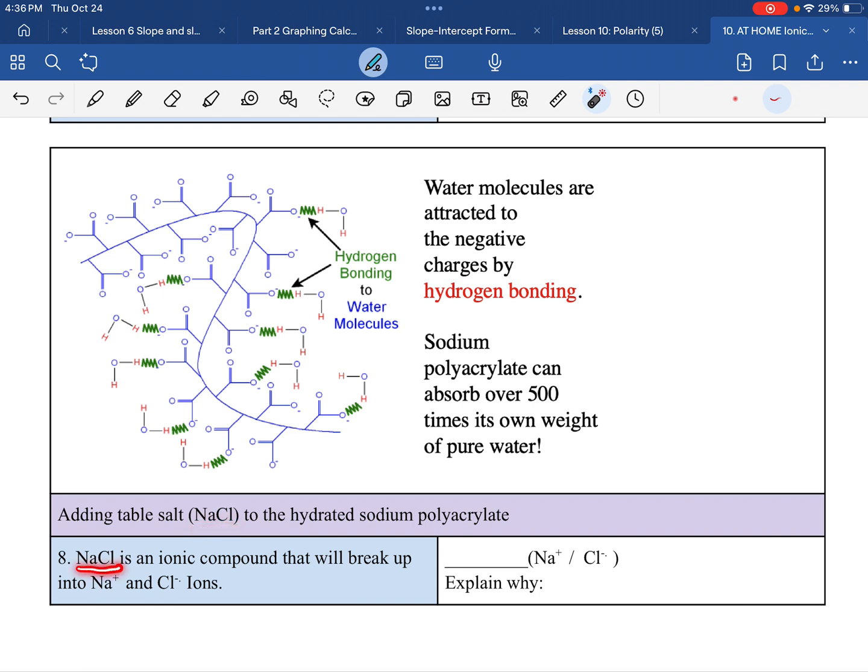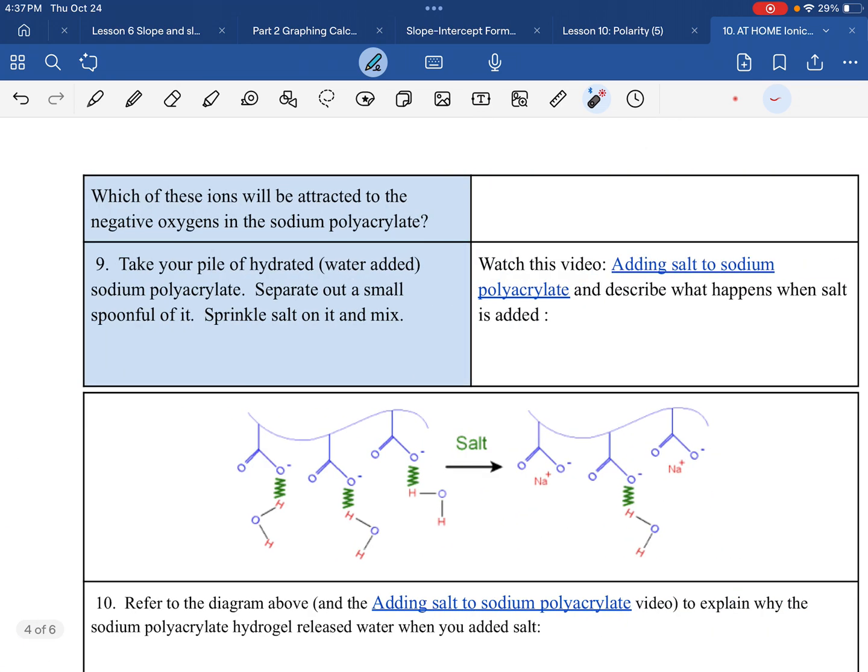Now we're going to see what happens when we add different things to sodium polyacrylate. So we're going to think about what happens if we add sodium chloride, which is sodium and chloride ions. They'll break up into their individual positive and negative ions. And the question is, which of these ions will be attracted to the negative oxygens? Will it be the sodium or the chlorine? So you answer that.